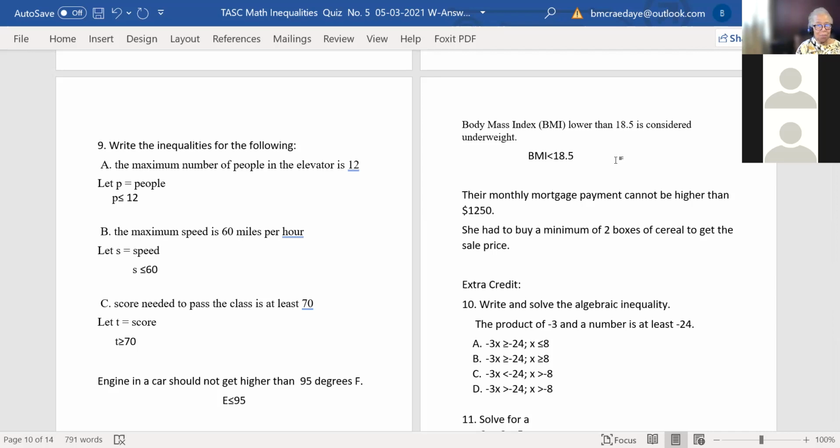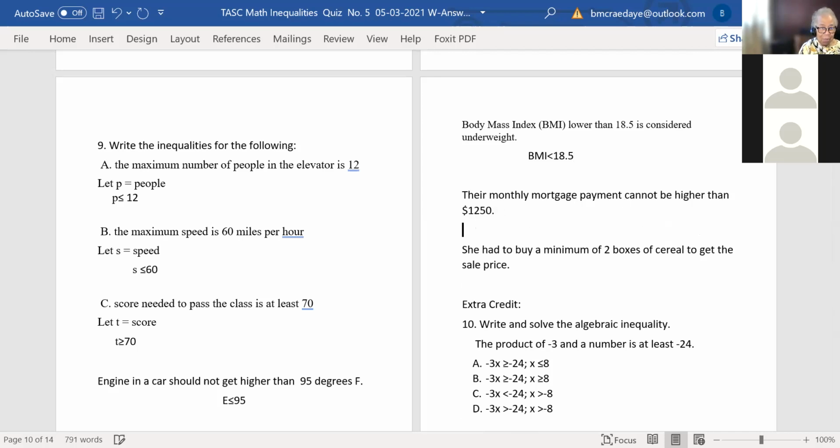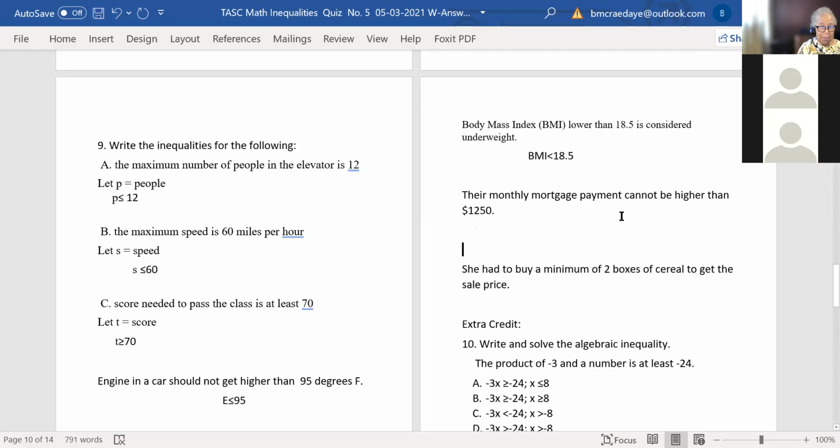All right. Let's try another one. Maureen, what would be the answer for this one? Their monthly mortgage payment cannot be higher than $1,250. What would be the inequality symbol? Less than or equal. Yeah. Okay, so less than or equal, and we have the symbol.